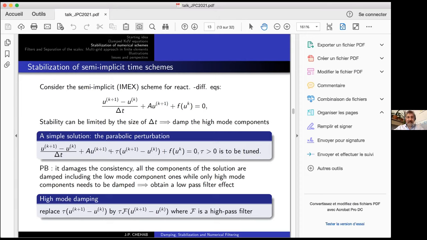So the first idea is a parabolic perturbation. You add this term here, and T is a positive constant that must be tuned just to stabilize the system, okay? This is the pure numerical approach. We remember that we have to damp only the high mode component, because if you damp too much the low frequency component, we kill the consistency. So it's not what we want. We want only that the high mode component do not blow up, okay? So we need exactly a low-pass filter effect, and we have to add a high-pass filter to the left. This is exactly the same mechanism as described above.